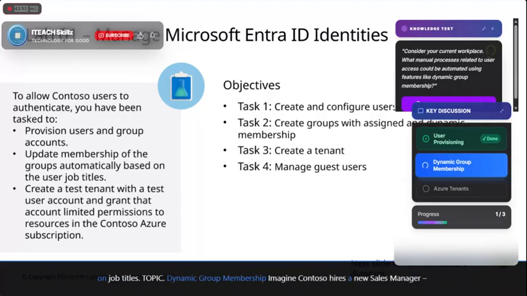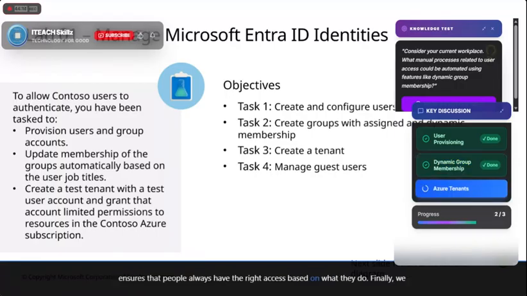Topic: Dynamic group membership. Imagine Contoso hires a new sales manager. Manually updating their group memberships every time someone changes roles is tedious and error-prone. We'll automate this using Entra ID's dynamic membership feature, which means groups are populated automatically as users change their attributes like their job title in the HR system. This ensures that people always have the right access based on what they do.